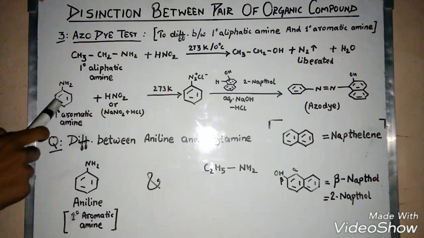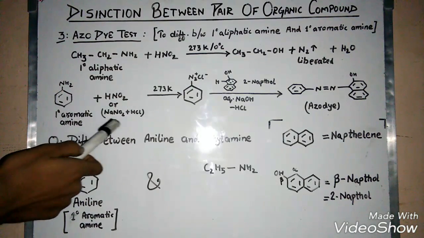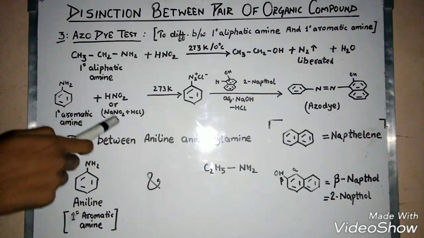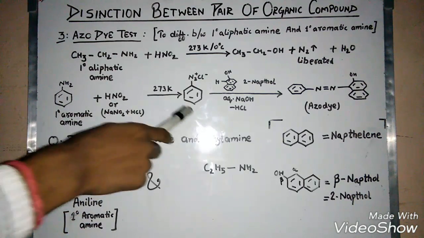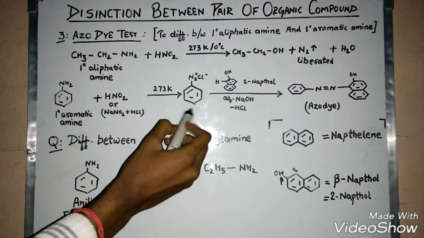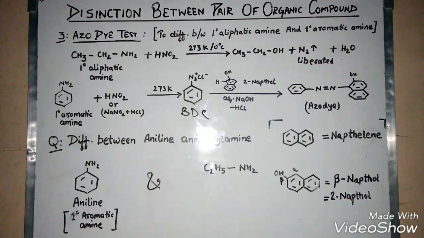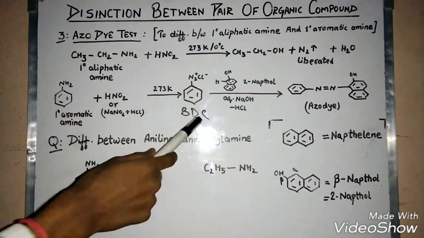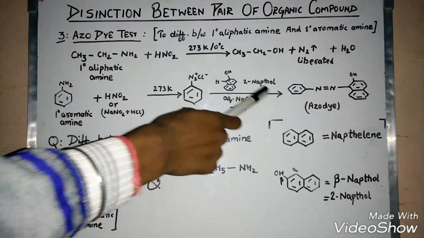If a 1 degree aromatic amine is used and reacted with HNO2, or we can also take NaNO2 plus HCl in its place, at 273 Kelvin, then BDC, benzene diazonium chloride, is formed. The process of conversion of aniline into benzene diazonium chloride is known as diazotization. When BDC is formed, it is then reacted with 2-naphthol.